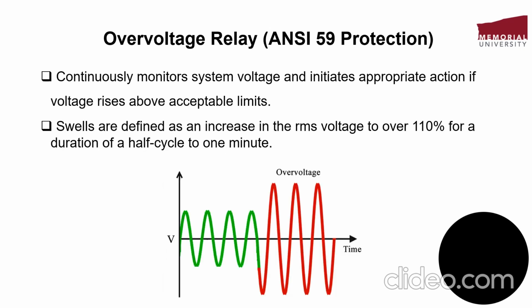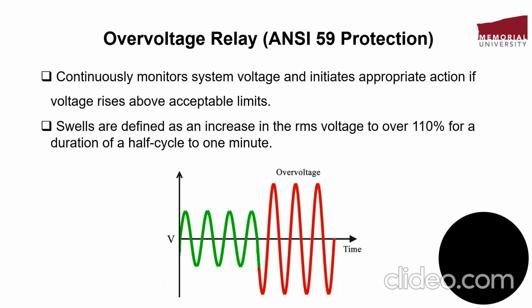Similar to ANSI 27 undervoltage protection, we have ANSI 59, which is basically overvoltage protection. So the overvoltage relay is assigned the ANSI code of 59. The overvoltage relay continuously monitors system voltage and initiates the appropriate action if voltage rises above acceptable limits. Here I have used the term swell, as there was a sag in the undervoltage case. So swell terminology is used in case of overvoltage.